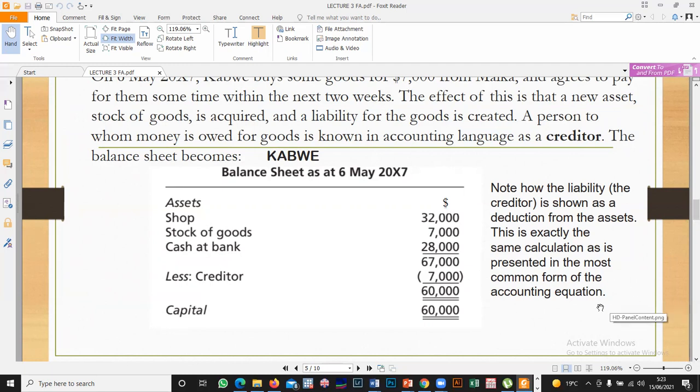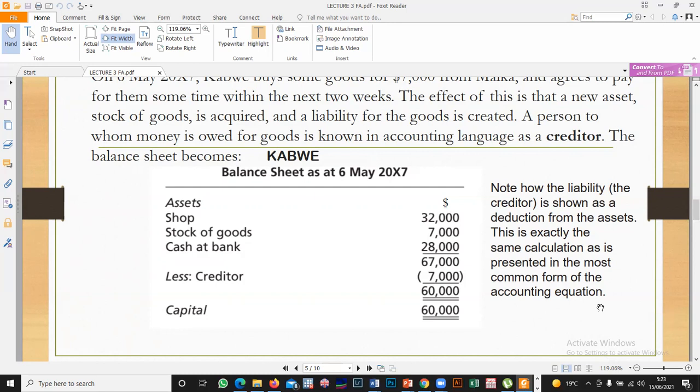Now, how the liability is shown: we know that liability is the amount that the business is owing to others. So the liability in this sense is the creditor, and it is shown as a deduction from the asset. So now we have seen how it is shown as a deduction.